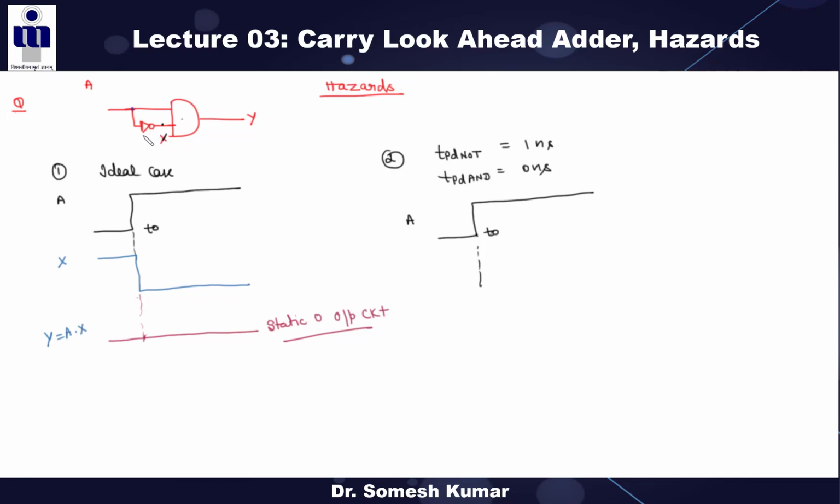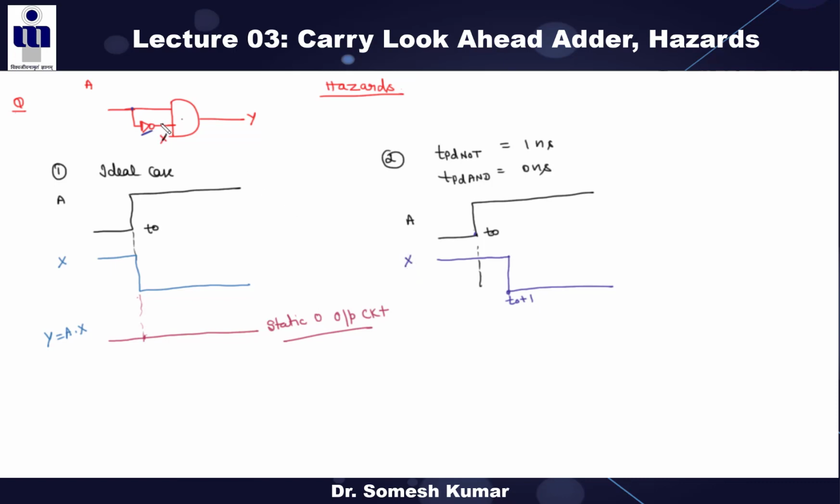Here it is given that the NOT gate has a delay of 1 nanosecond. Now tell me what is X in this case? After 1 nanosecond it will give high or low? Low, because X is basically A bar. So this stage will change from 0 to 1, or if it is A bar then from 1 to 0, after how much time? After T naught plus 1. This is your X.